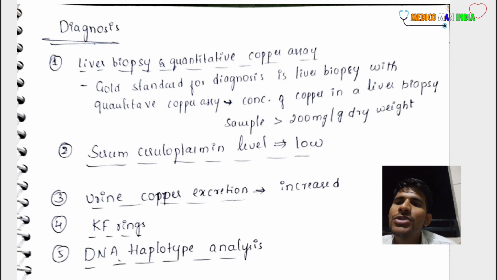Next, we can do serum ceruloplasmin level, which will be low, as there is no ATPase enzyme. Copper cannot combine with alpha globulin, and there is decreased ceruloplasmin formation. Therefore, we can see low ceruloplasmin count. Next, urine excretion of copper is increased, and we look for the Kayser-Fleischer ring in the cornea, and we can do DNA haplotype analysis.